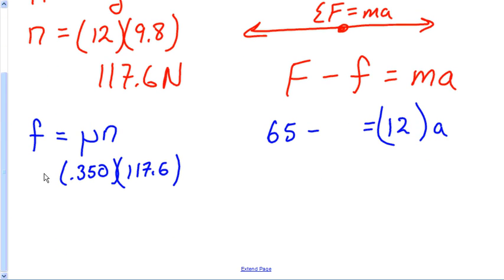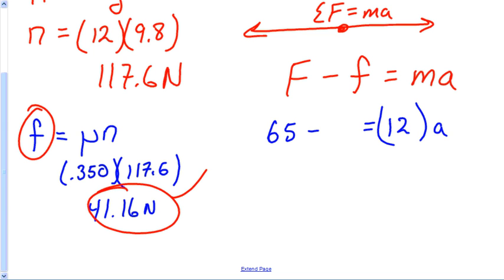Now, quick with the calculator. Help me find this F. Someone save us. What is 0.350 times 117.6? 41.16. So now, if I want to figure out this problem, I'm going to take that 41.16. This is my F, and I'm going to substitute it right here.